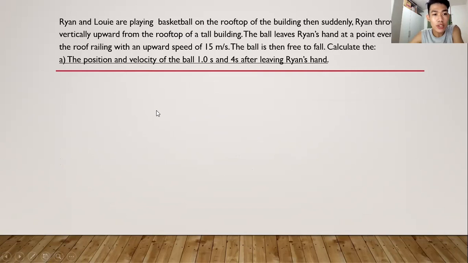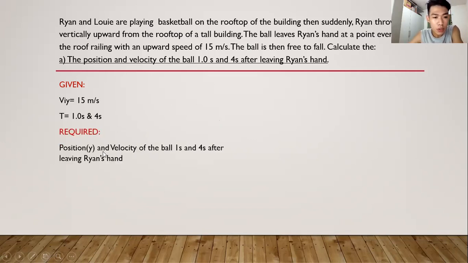So for question A, the position and the velocity of the ball 1 second and 4 seconds after leaving Ryan's hand. The given, according to the problem, is an initial velocity of 15 meters per second. We are also given the times, 1 second and 4 seconds. Then what is required is the position y and the velocity of the ball 1 second and 4 seconds after leaving Ryan's hand.